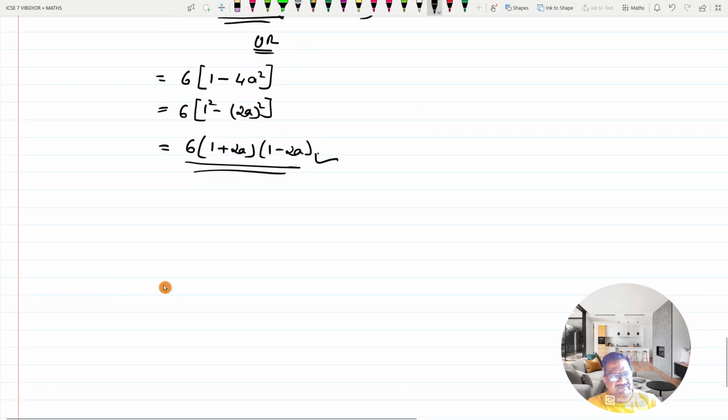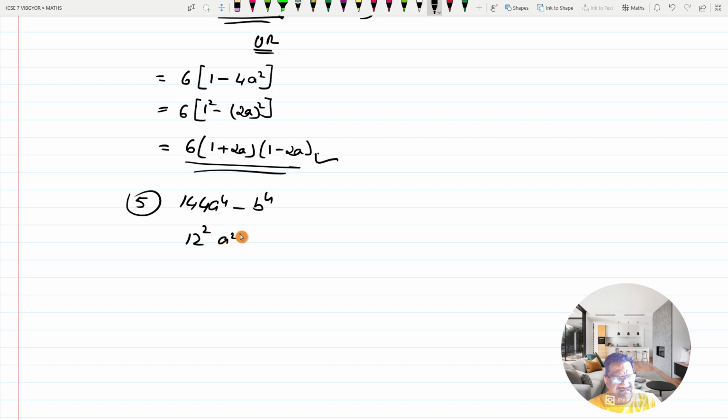Coming to question number 5. Let me take this one. It's 144 a raised to 4 minus a b raised to 4. Okay, so let us see how we can handle this. Now this 144 I can write as 12 square, and this a raised to 4 I can write as a square the whole square. Fine. Minus this b raised to 4, can I write as b square the whole square? Of course I can write it that way.